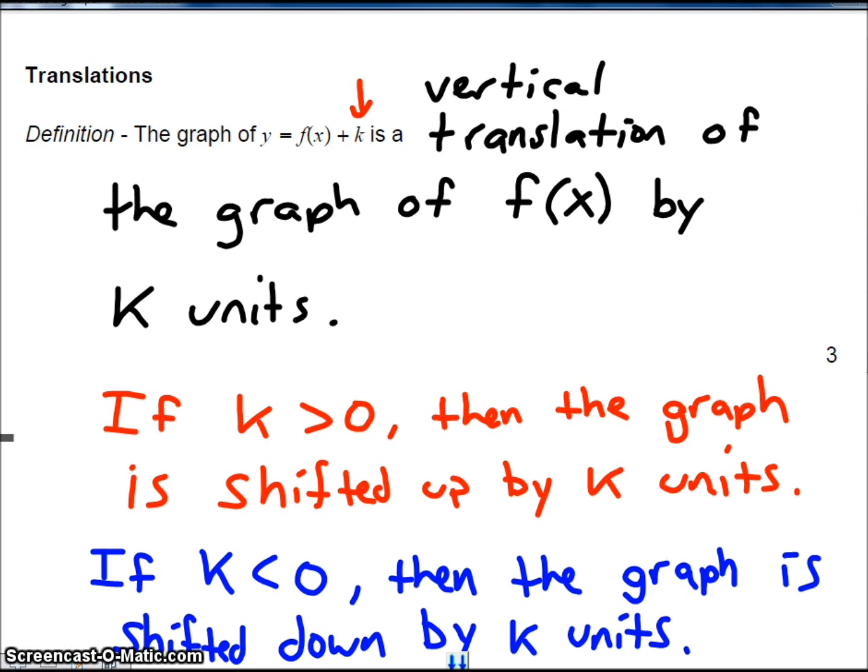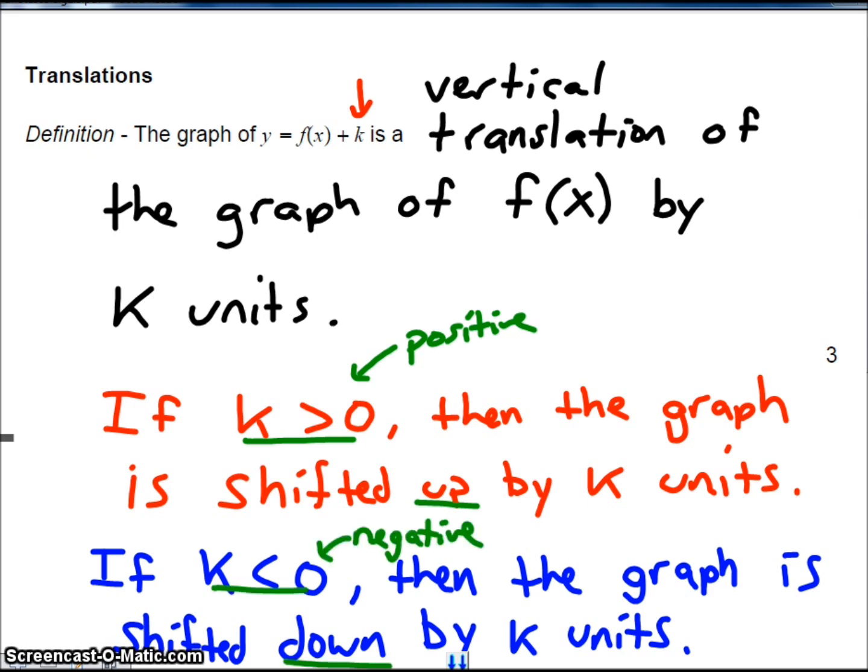As I mentioned just a moment ago, k greater than 0 is the same thing as saying that you want k to be positive. And again, if k is positive, you want to shift it up. k less than 0 means k is negative, and if k is negative, you need to shift the graph down by whatever that number is, whatever k is equal to. All right, we'll look at an example here in just a moment, but before we do an example, let's talk about the horizontal translations.